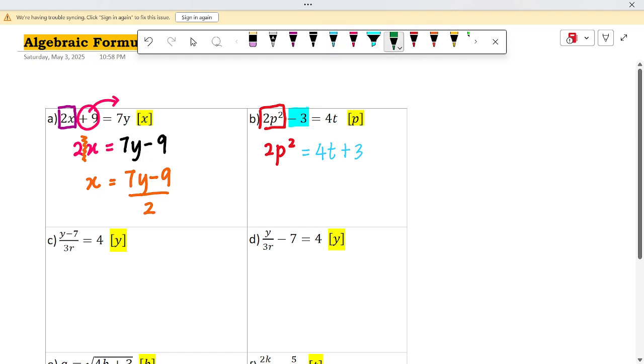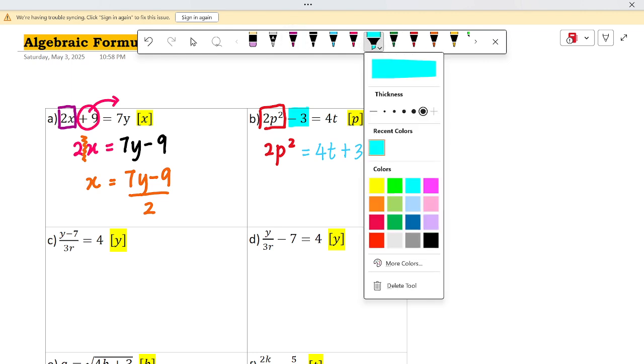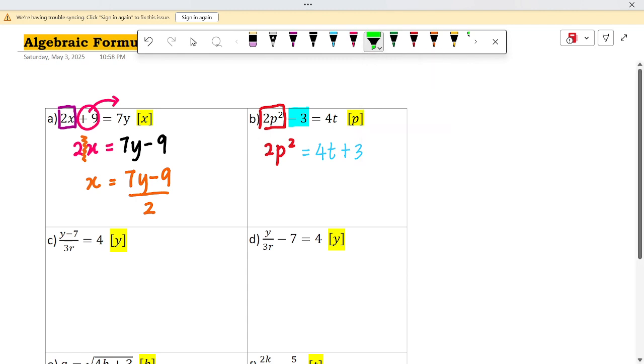Your next step, you have 2 and square, p power 2. So what are you going to shift? You have to shift your number first. So your number here is 2. Power will be later on. So p square equals 4t plus 3. The relationship of 2 is times. When you shift here, it becomes divide. So we are going to divide by 2.